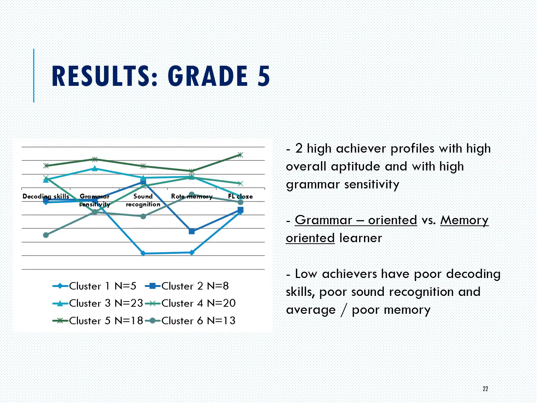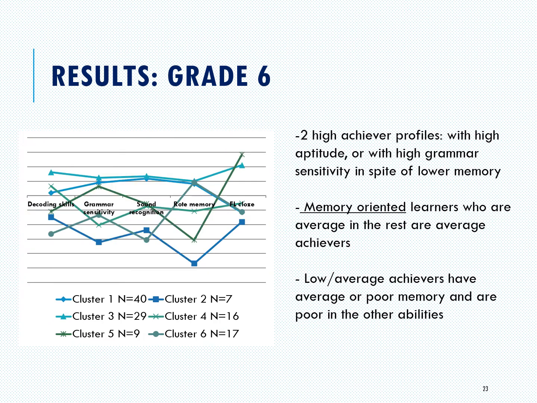But from grade 5 on, the picture changes with two high achiever profiles: balanced learners on the one hand, with high scores in all skills, or those with high grammar sensitivity. We also find, as key indeed, either grammar-oriented or memory-oriented learners, and then we have a clear overall low aptitude profile with low achievement. As you can see, similar patterns can also be found in grade 6.